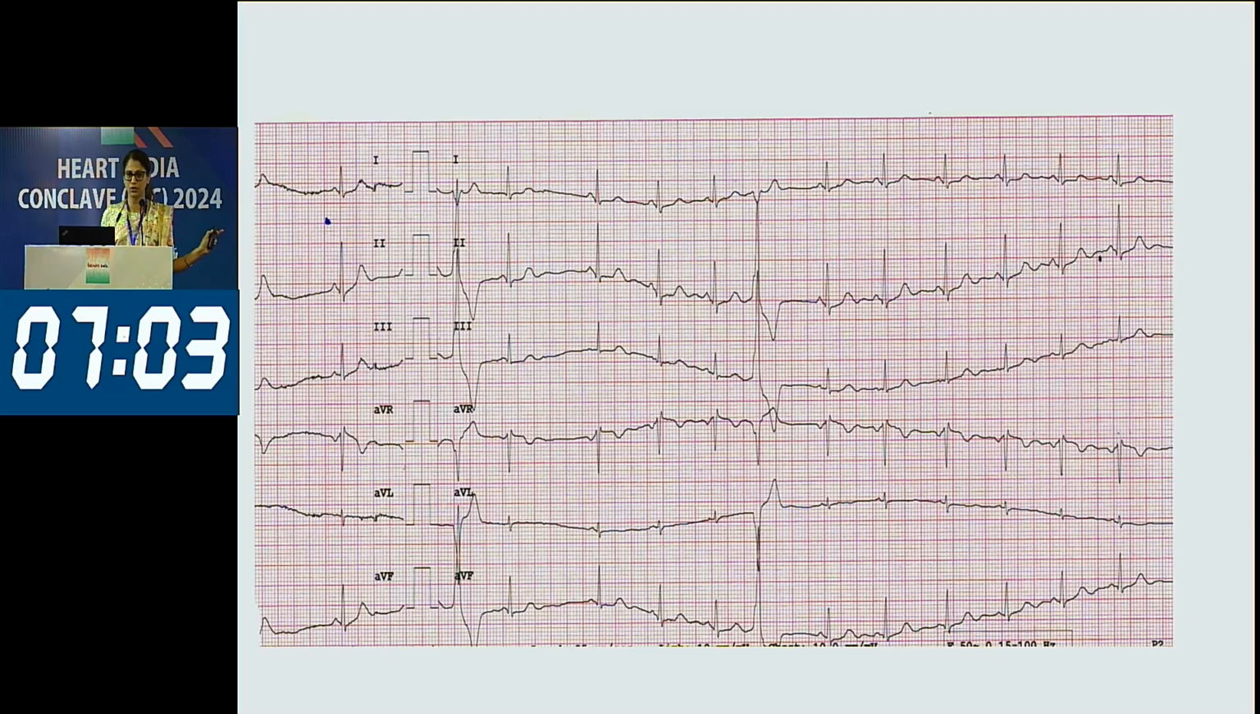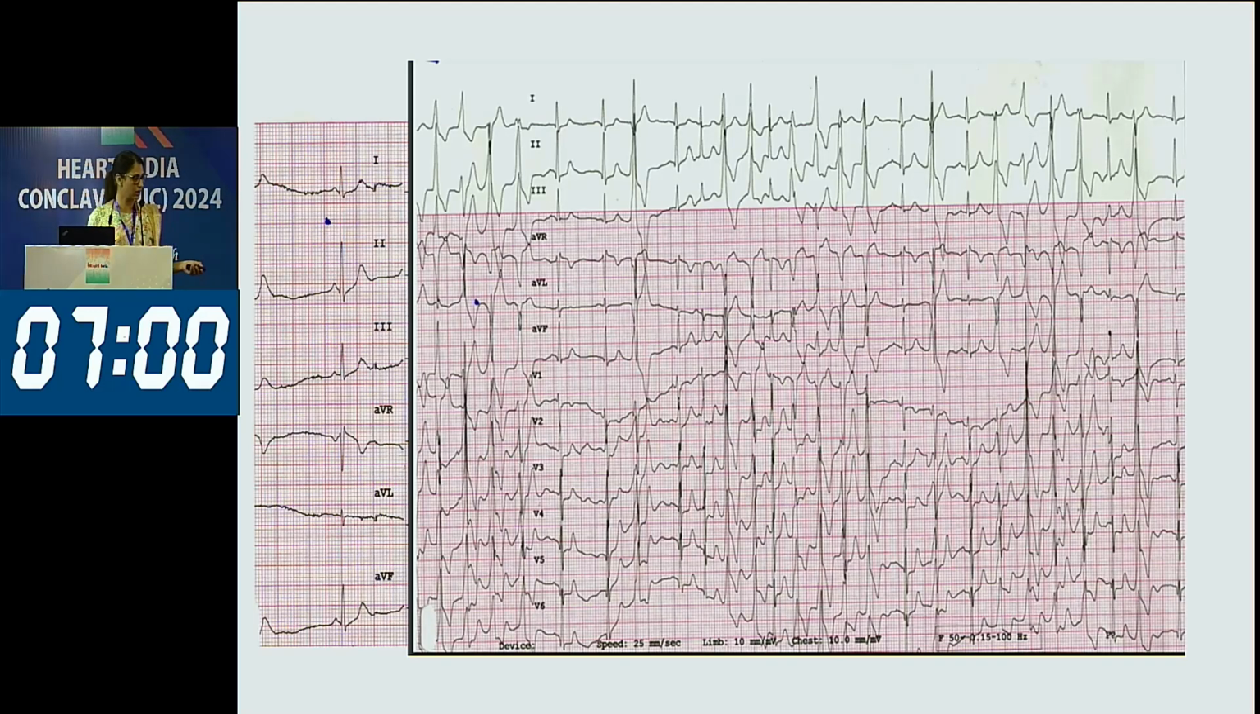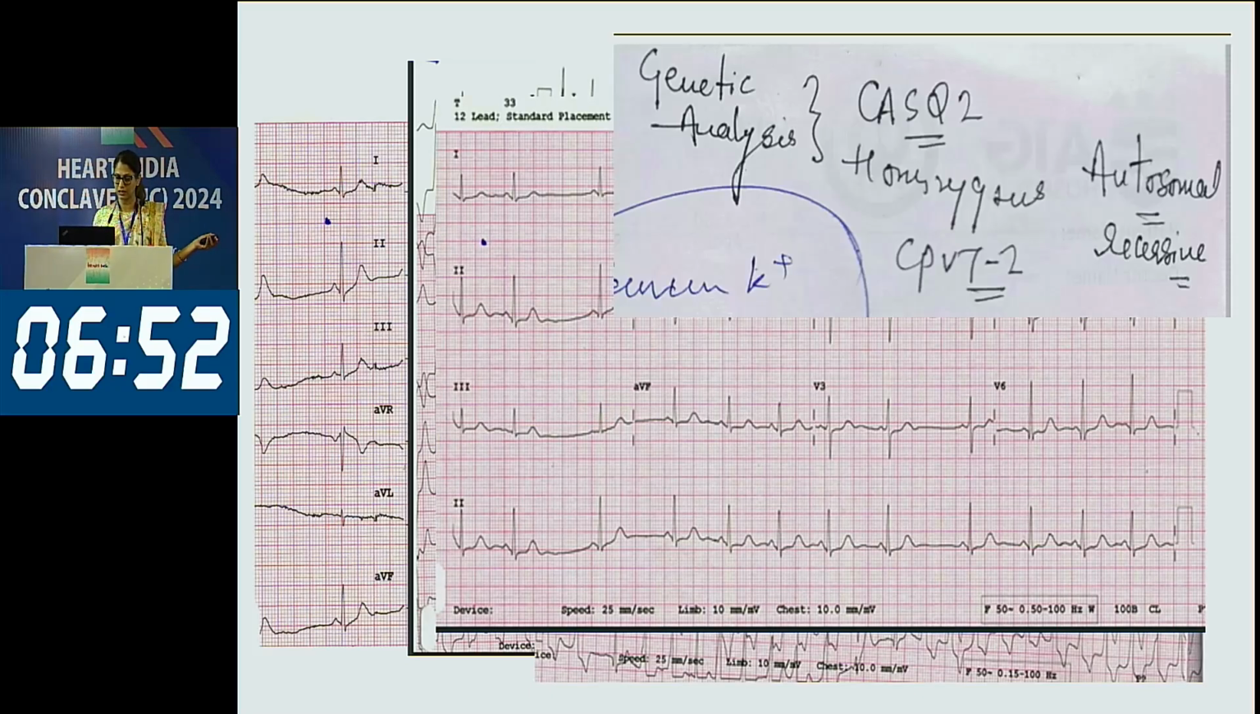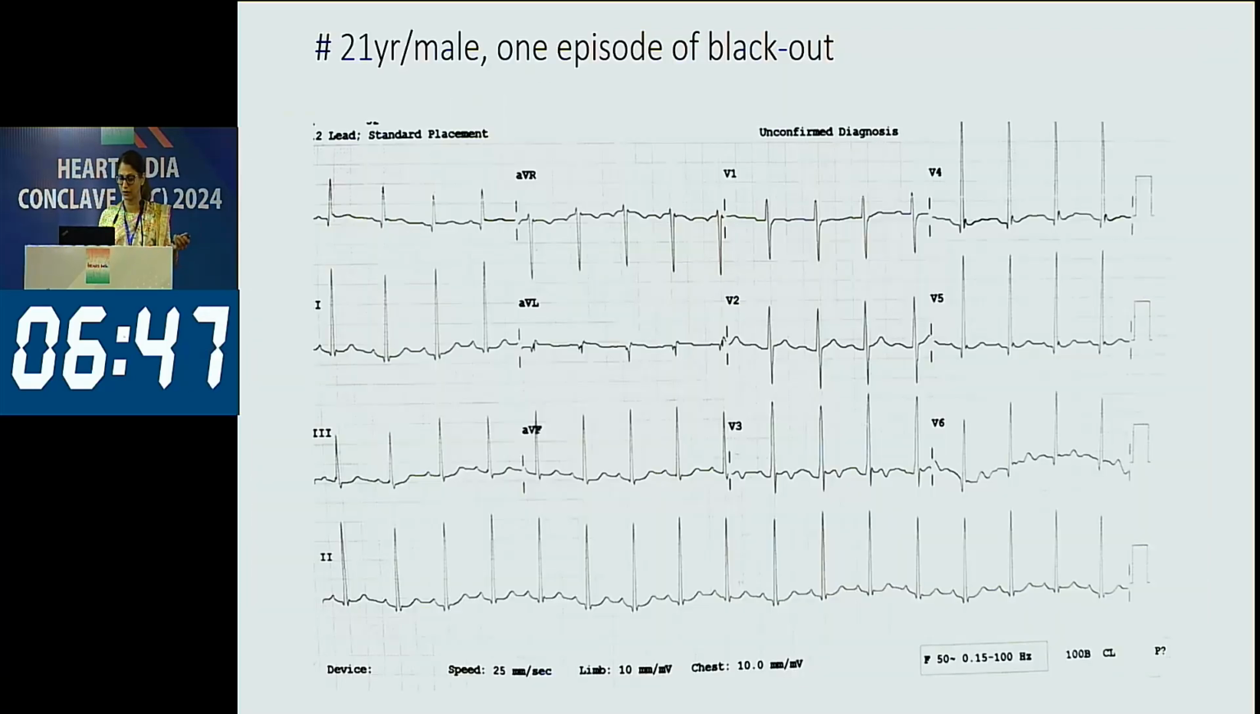As soon as it came, I stopped him immediately and made him lie down. And then you see the salvos of this. We all know that it's classical of CPVT. You could make the diagnosis. And then after that, it settles in the recovery phase. And it's a calsequestrin mutation in this patient. So you could reach the diagnosis in the child.